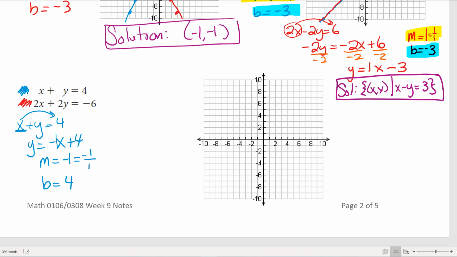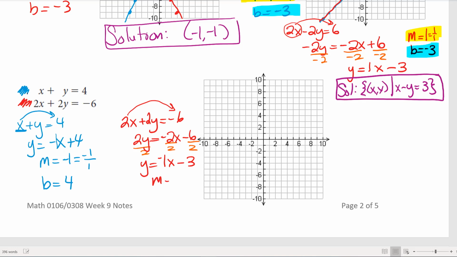The red equation, I have 2x plus 2y equals negative 6. So I pick the 2x up and move it to the other side. The 2x sign turns into negative 2x. And then I'm going to divide everything by 2 to get the y all by itself. So I have y equals negative 2 divided by 2 is negative 1x. Negative 6 divided by 2 is negative 3. So my m is negative 1, or negative 1 over 1, and my b is negative 3.